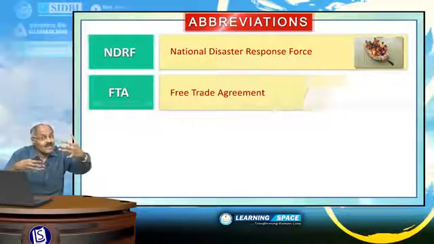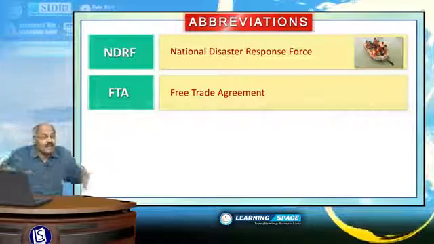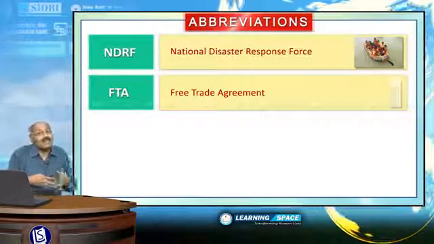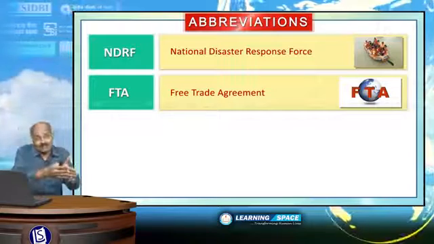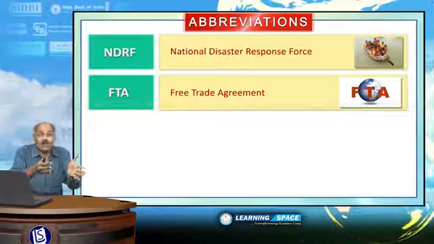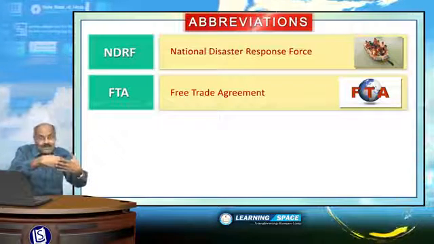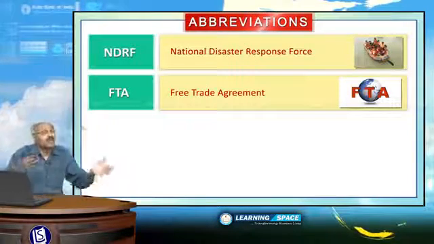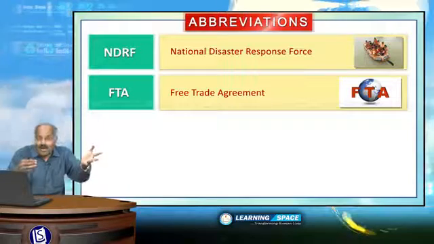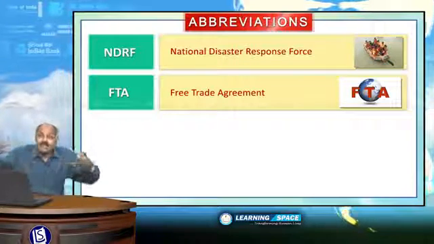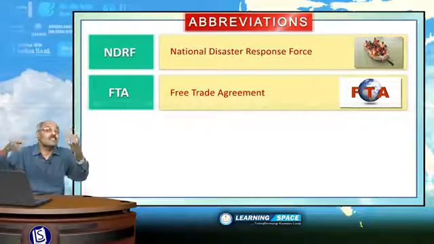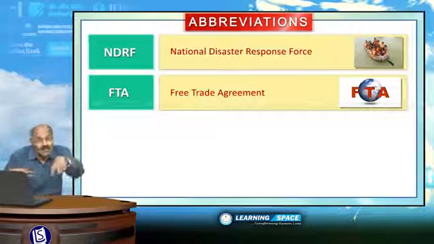Free trade agreement, when there is free trade agreement among the countries, then trade barriers will be less. Free trade agreements are normally signed between various countries. There may be bilateral, there may be multilateral. You may ask what is bilateral. When the agreement is between two countries, then it is bilateral. When the agreement is between several countries, it is multilateral.